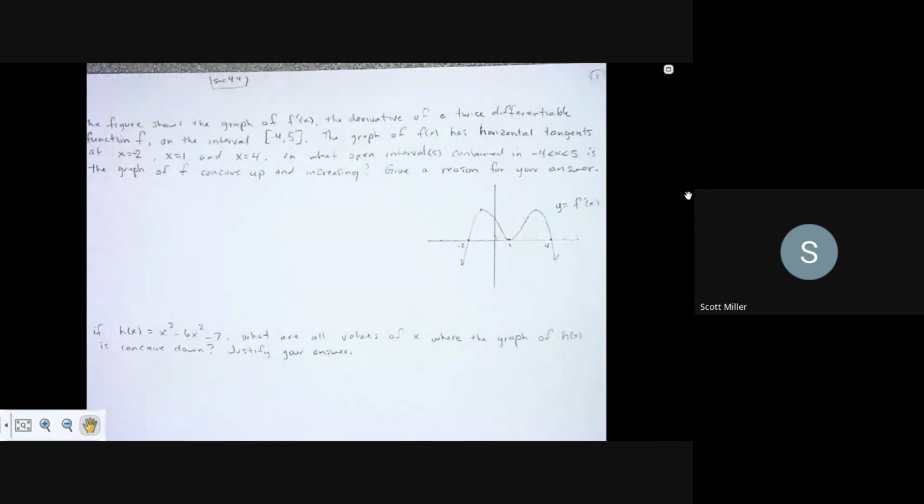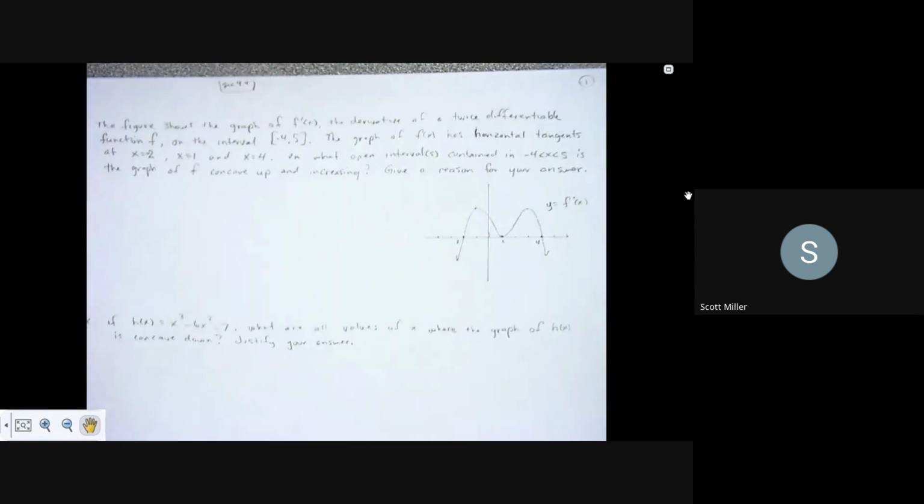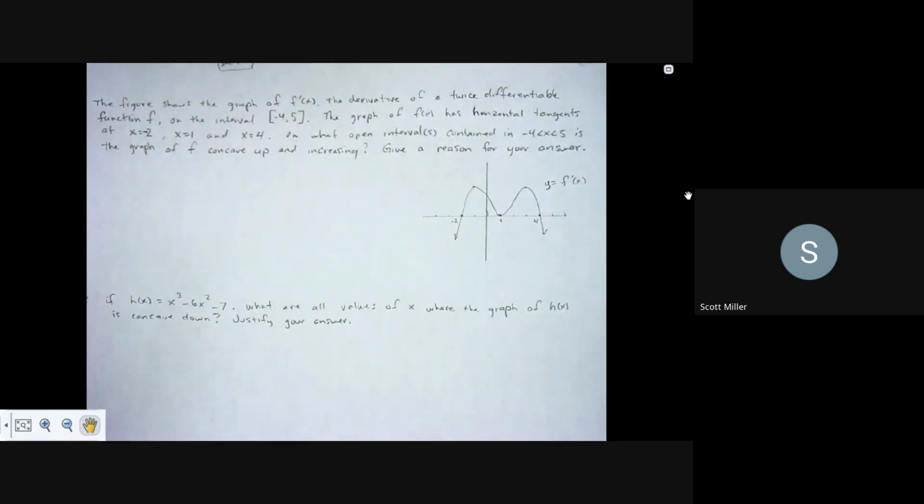So here is our first example for this. Let's take a look at it. I'm going to zoom out just a bit so you can see it all. The figure right here, this picture, is a graph of the derivative. So I'm looking at the derivative of f. Okay, f is a twice differentiable function on the interval from -4 to 5. The graph of f has horizontal tangents at -2, 1, and 4, and we can see that clearly because the derivative graph has zeros there.